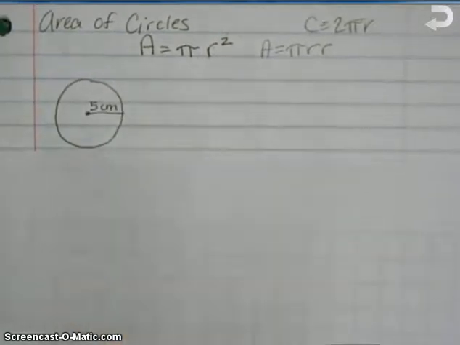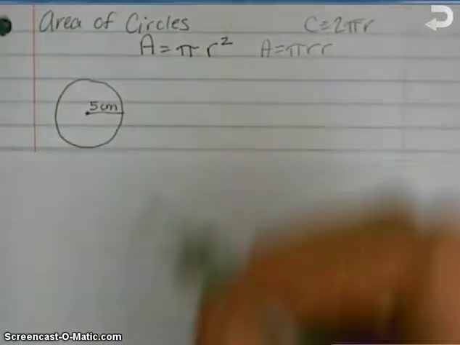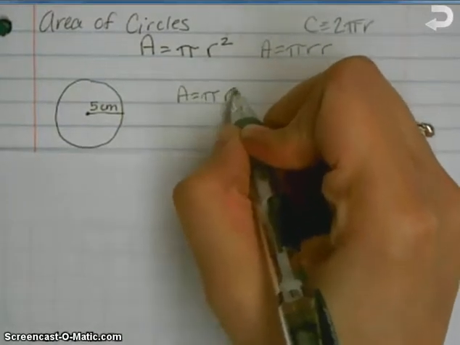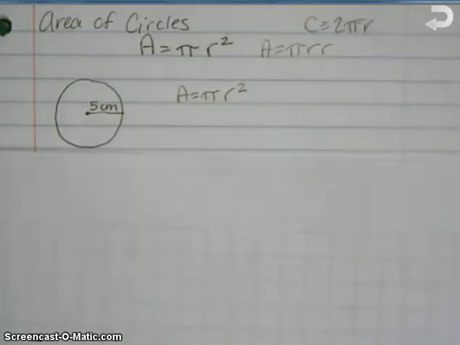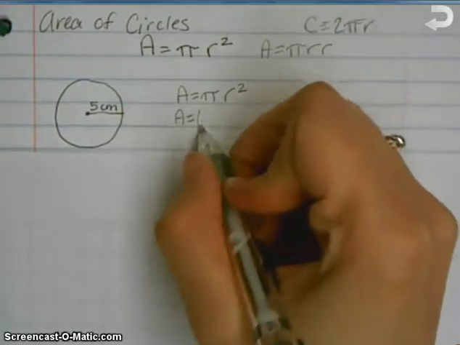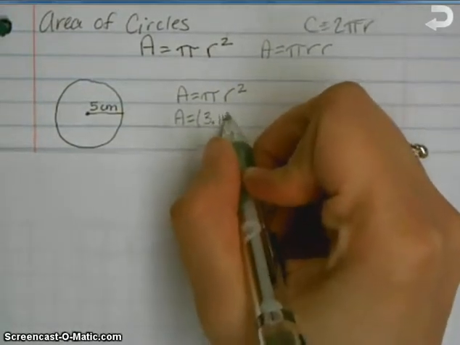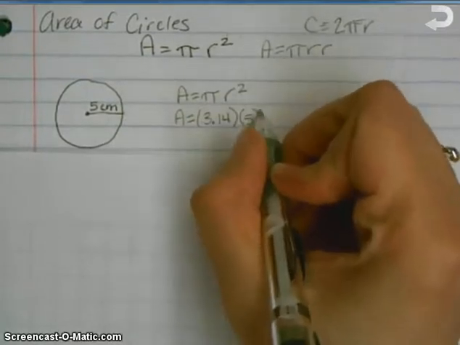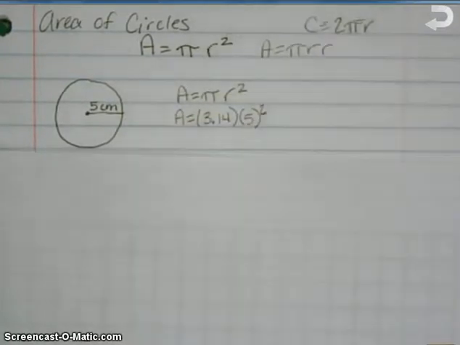So we have our first circle with a radius of 5 centimeters. So we start always by writing our formula, pi r squared. And then I'm going to substitute the correct numbers. So I'm looking for area, and instead of pi, we use the number 3.14. And the radius here is 5. And make sure I use the exponent 2.